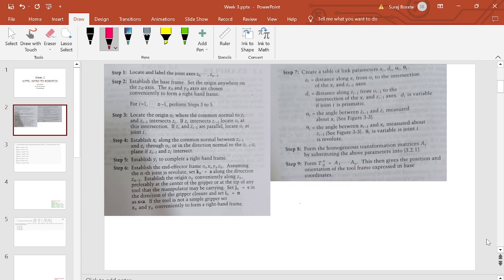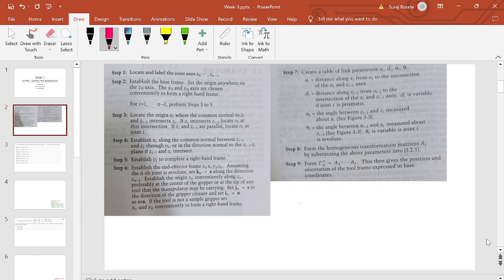Just remember that the DH parameters ai, di, alpha i, and theta i are as follows. ai is the distance along Xi, whereas di is the distance along Zi minus 1. So the link lengths are usually along Xi, and the link offsets di are along Zi minus 1. That can answer half of the questions.